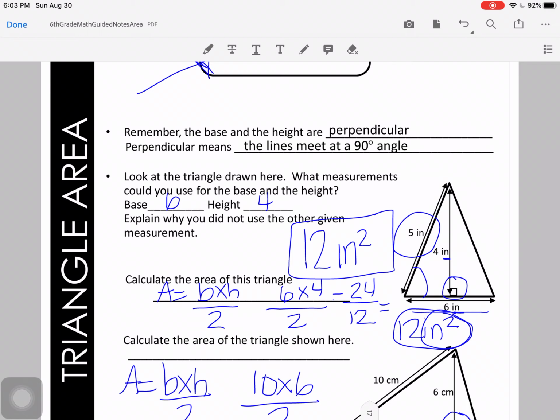Remember that the base and height correspond to each other, which means that they form a perpendicular line, which meet at a 90-degree angle.